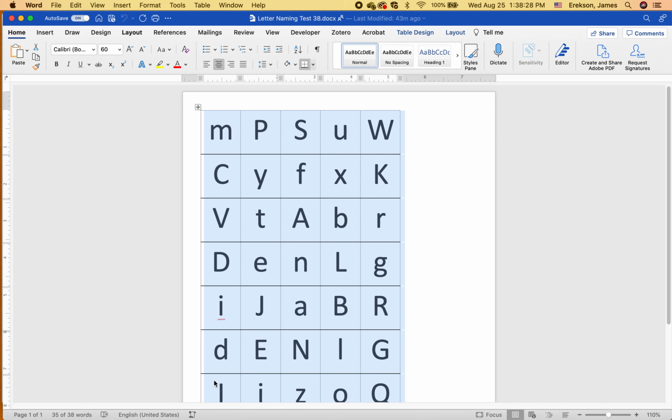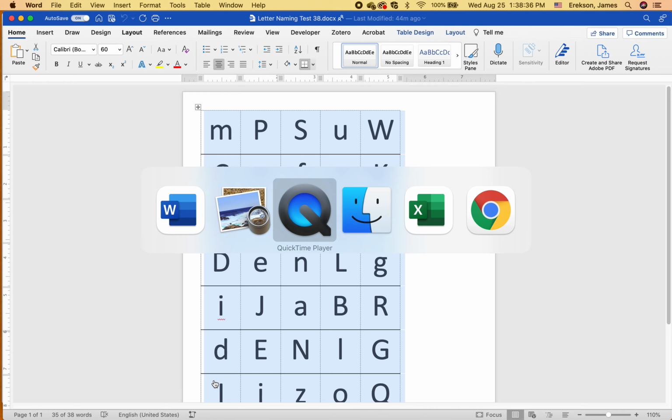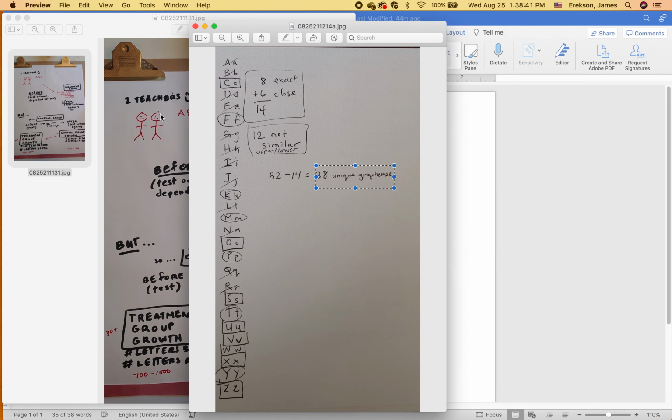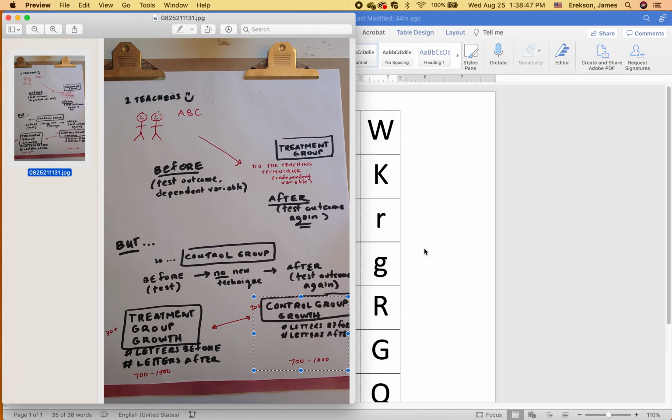So we want to make sure that by the end of kindergarten, by the beginning of first grade, most kids have learned almost all of these letters. So going back to our chart here, that's how I got to those 38 letters on that test. That is the test that I would give before.